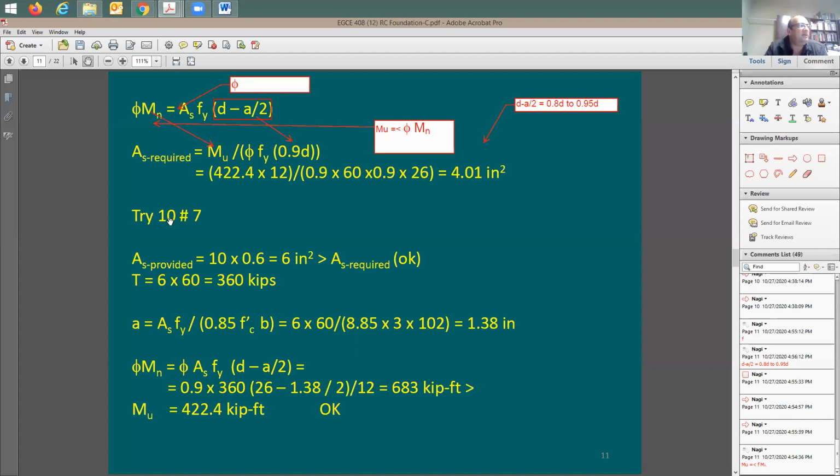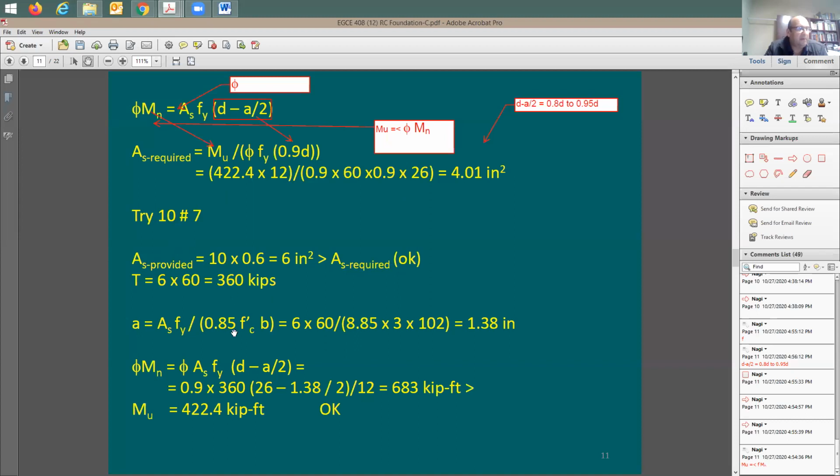So I said here, let's try number 7. How much is number 7? AS is provided now because now it's going to be a trial, which means consider this to be the provided amount. So the provided is going to be 6 square inches. Is this more than 4 square inches? You can say yes. It looks good.